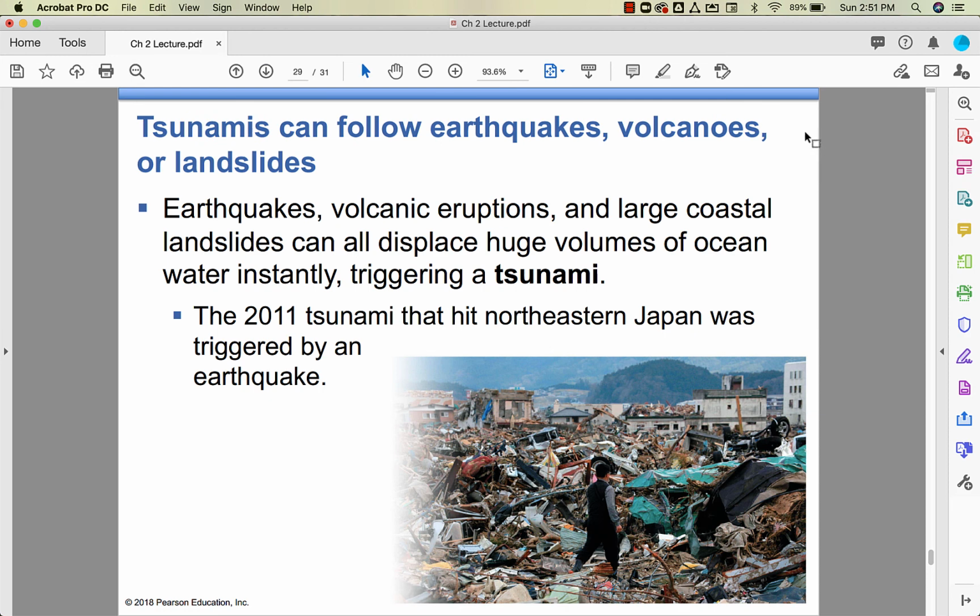When you have an earthquake that causes a large change in seafloor topography, all right, whether it's an earthquake, a volcanic eruption, or a big coastal landslide, it can generate a tsunami. A tsunami is not a tidal wave. It's called a seismic sea wave. And we can talk about how they form. So the tsunami that hit Japan 10 years ago was triggered by an earthquake, that big earthquake, that magnitude 9.